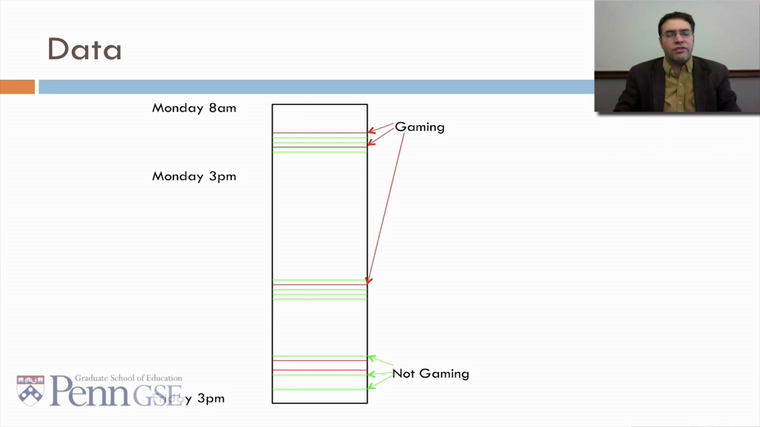So let's say your data look like this. In the span of a week, from Monday 8 a.m. to Friday 3 p.m., we have a certain time that the student's working in the system. And at certain moments during that time, we have gaming or not gaming observations. When the observer notes the student's gaming, we make it red, and when the observer notes the student's not gaming, we make it green.